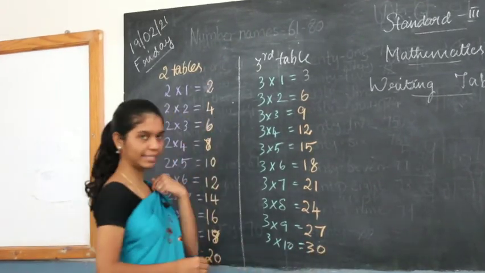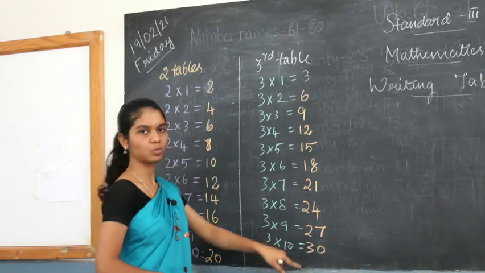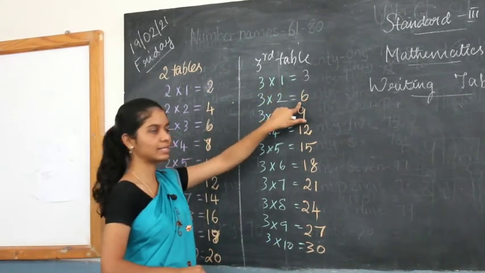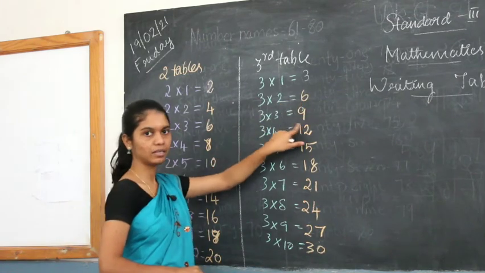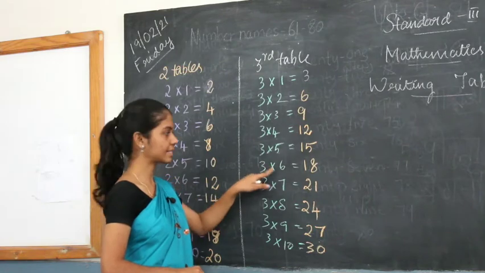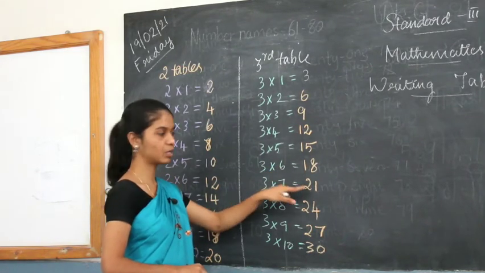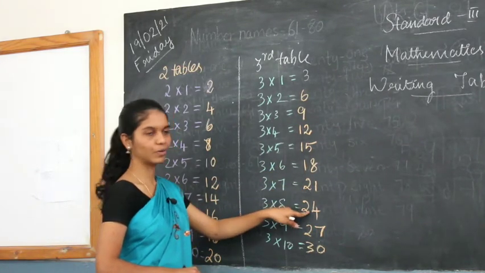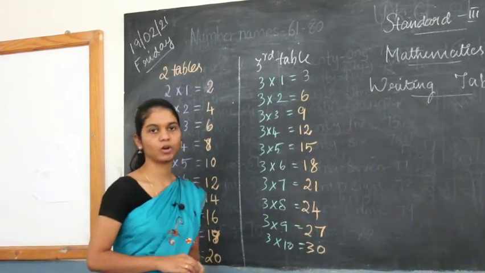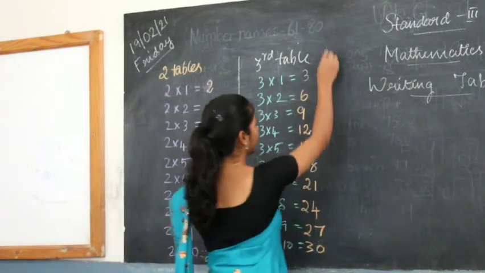So when you are telling the table, after writing this, what you should do? 3 ones are 3, 3 twos are 6, 3 threes are 9, 3 fours are 12, 3 fives are 15, 3 sixes are 18, 3 sevens are 21, 3 eights are 24, 3 nines are 27, 3 tens are 30. Okay, so this is how you should write the tables.